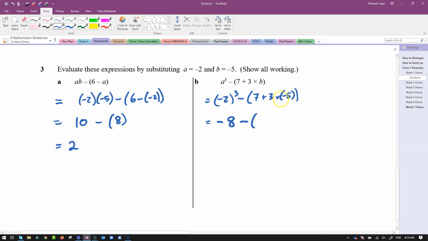I'm going to be careful with the second bit. Remember my order of operations. The 7 I'm going to leave alone. 3 times -5 is -15. So we have that there. So now I have -8 minus 7 minus 15, -8. -8 plus 8, 0. So that one we end up with 0.